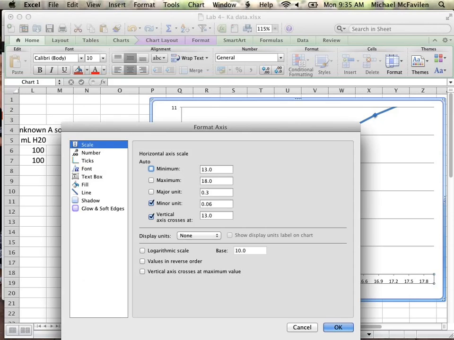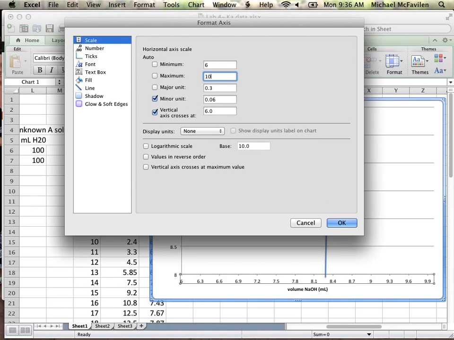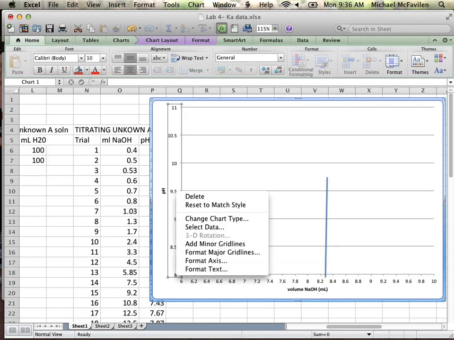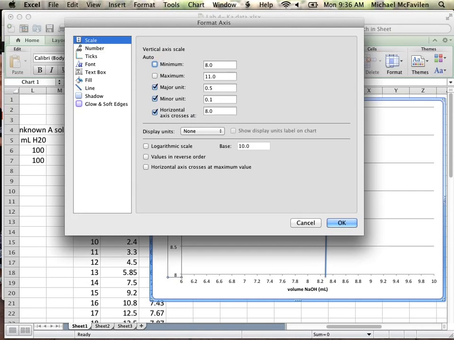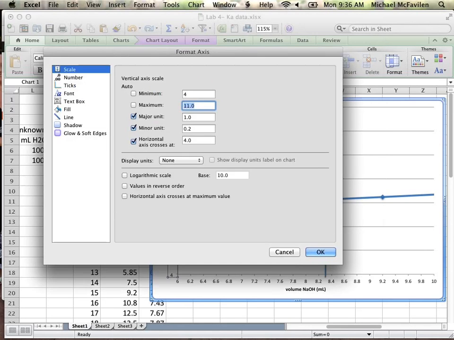Format axis. I want to get down to that 8 value, so my minimum, I'm going to do a 6, maximum 10. Is that right? We said 8, yeah. Our major unit, 0.2. In that range, we're probably at a pH close to 4, I think. Yep. Look at that. Good guessing.